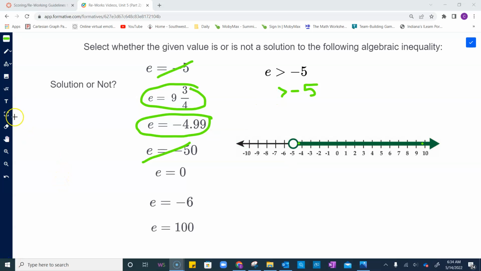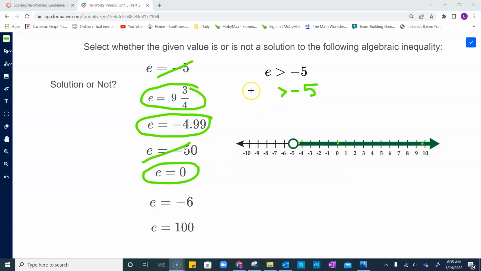Okay, the next one is 0. So we're going to plug 0 into our inequality, and we can pinpoint it on the graph. In both cases, when we read it left to right, 0 is greater than -5, and we see in the visual picture that it's right here, and we see it's to the right of -5, and that makes it bigger. So yes, 0 is a solution.